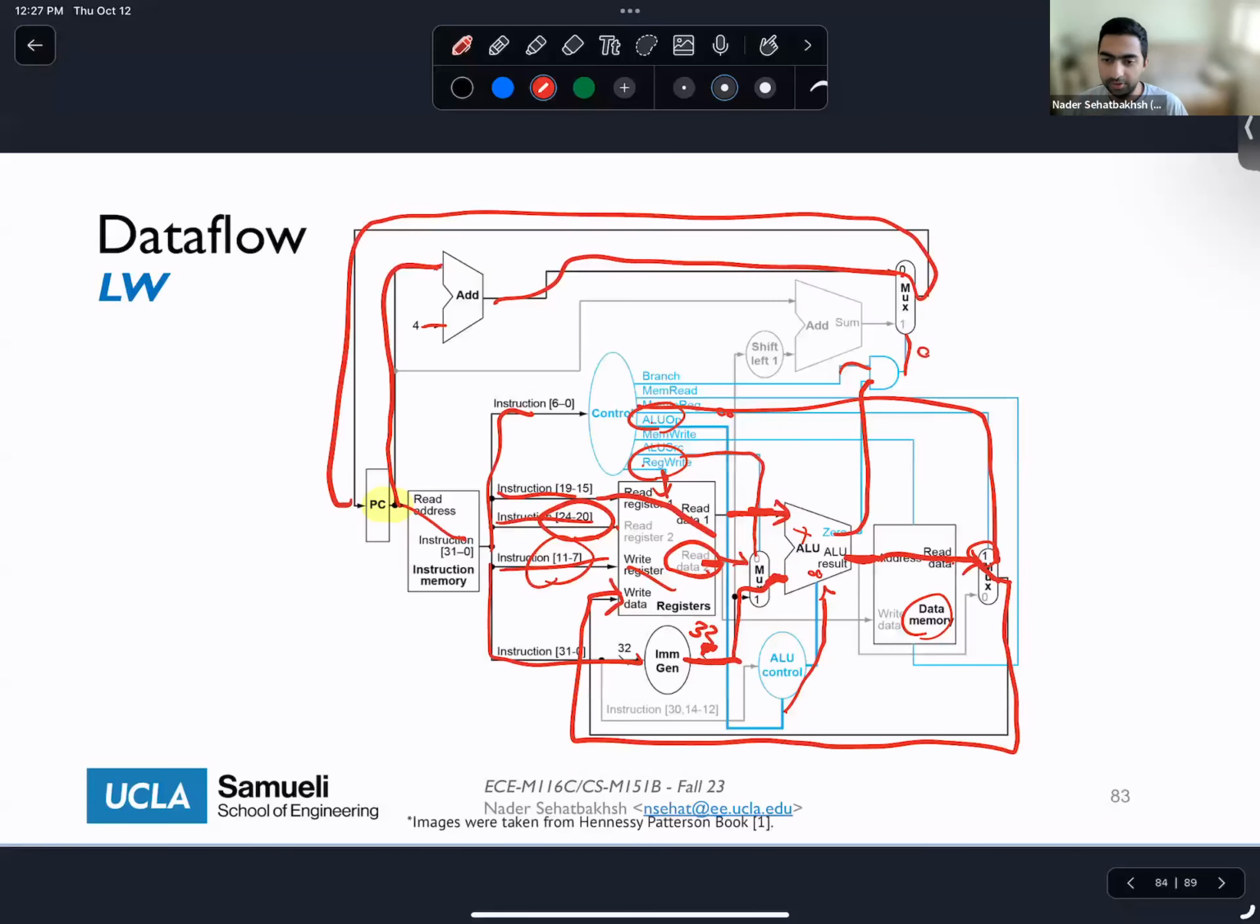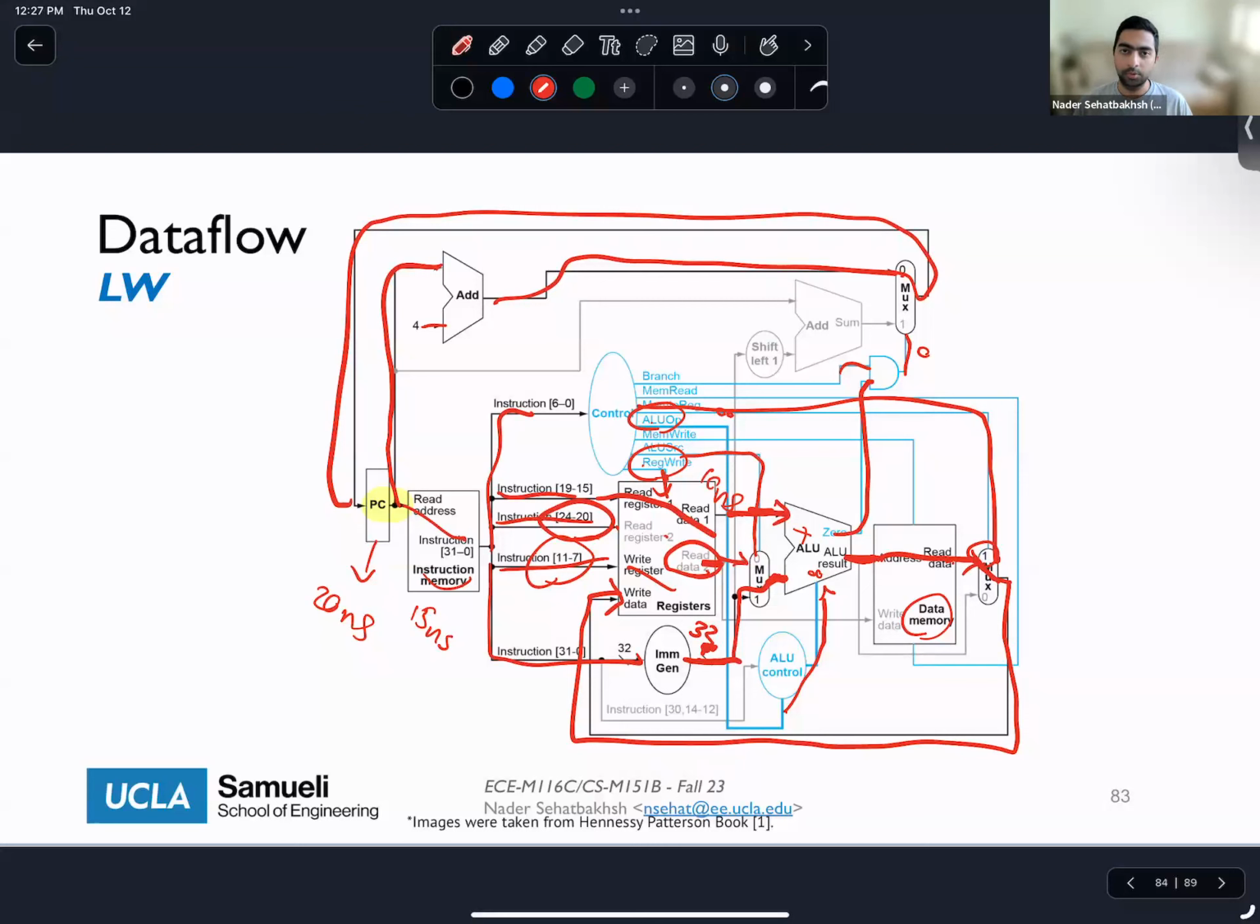There's also a whole bunch of things for store and others. In your homework, you will see that we ask you to calculate the delays for this. For example, we're going to tell you that updating PC takes, let's say, 20 nanoseconds. Reading from instruction memory takes 15 nanoseconds. Reading from register takes 10 nanoseconds, and so on and so forth.